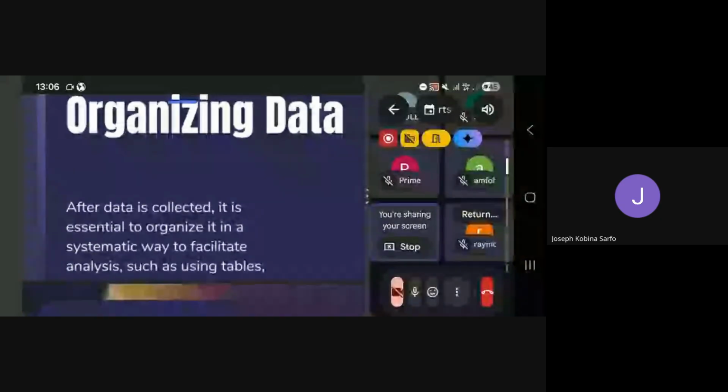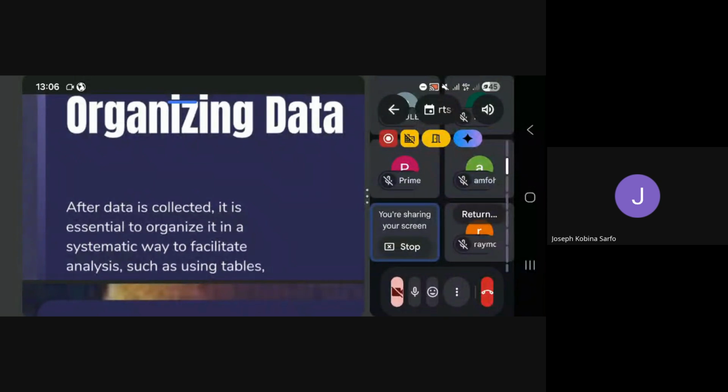You just don't pick the data and analyze it anyhow, no. But in statistics, you go through it systematically. For example, in analyzing the data, you can use tables, graphs, charts, or visual representations. These are some of the ways that you can analyze the data.